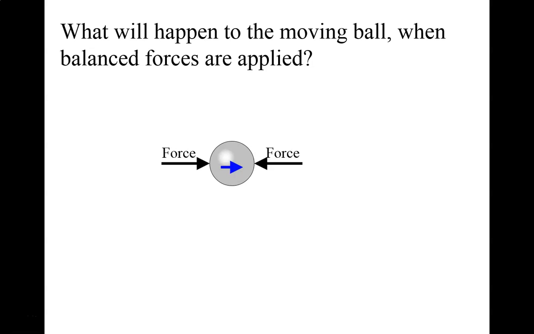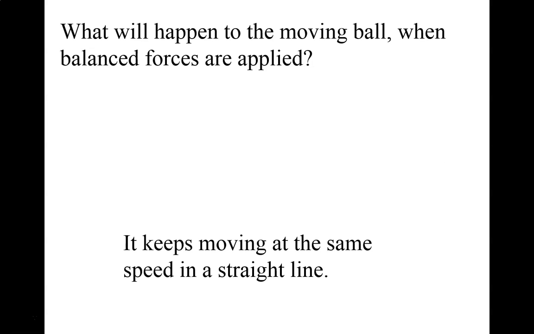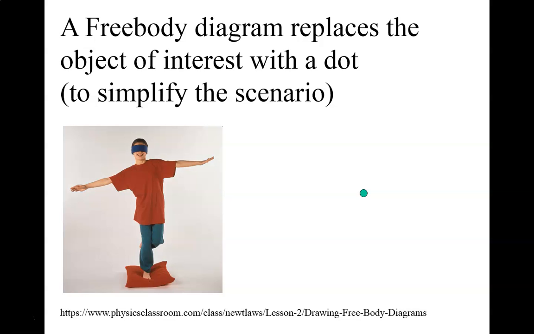So for example, let's say we had a ball that was moving to the right, and now I apply these balanced forces, 5 newtons to the left and 5 newtons to the right. What's it going to do? Is it going to come to a stop quickly, gradually, or just keep moving? Well, it's going to just keep moving. With balanced forces, it's as if there were no forces at all acting on an object. It keeps moving in a straight line.